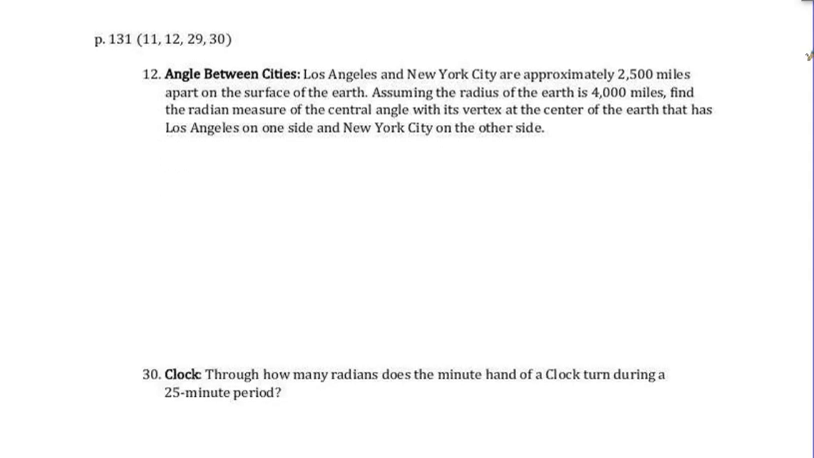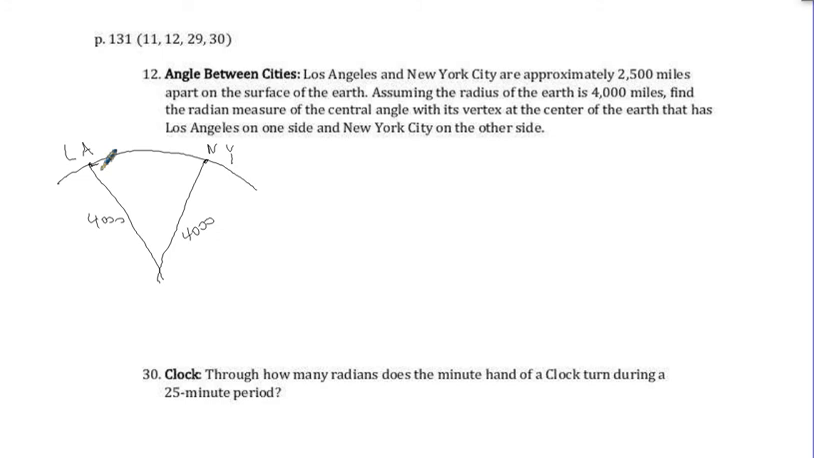Moving into section 2 of this chapter. This angle between cities. There is a picture for question 11, which is a very similar question in your textbook. I will sort of draw the diagram that they're talking about here. LA, New York in this problem. The radius of the Earth is given as 4,000 miles.